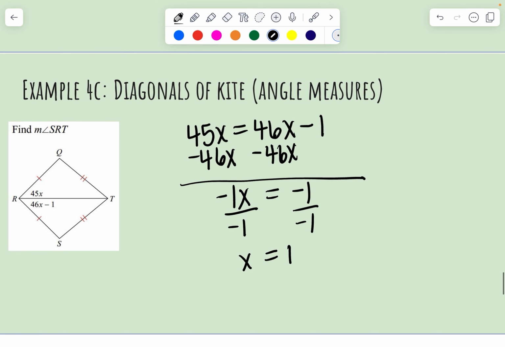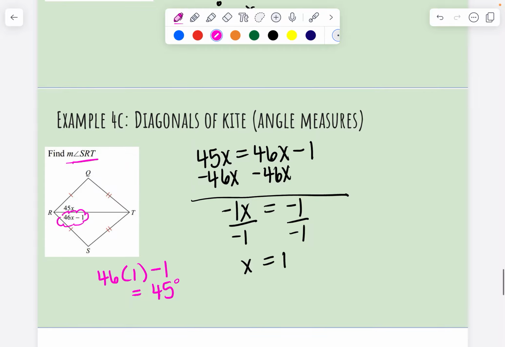They want me to find angle SRT. SRT would be this angle right here. So I'm going to say 46 times x, which is 1, take away 1, and that gives me 45 degrees.